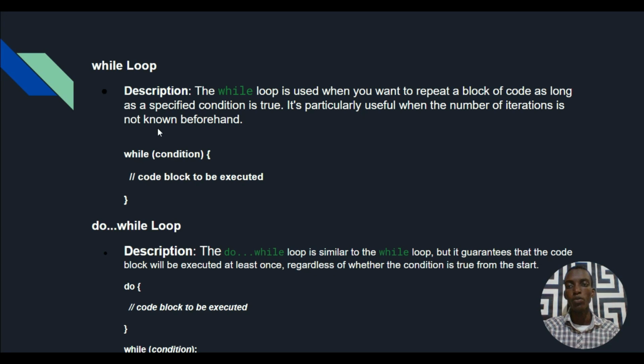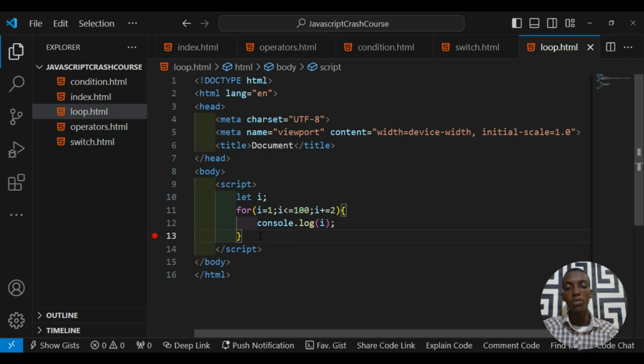Now the next part we're looking into is the while loop. The while loop is used when you want to repeat a block of code as long as a specified condition is true. It's particularly used when the number of iterations is not known beforehand. The way we run this one, I will say while, then we put the condition we want here, then inside the curly braces we have the code that needs to be executed. Let's try this out. Let's comment this one out.